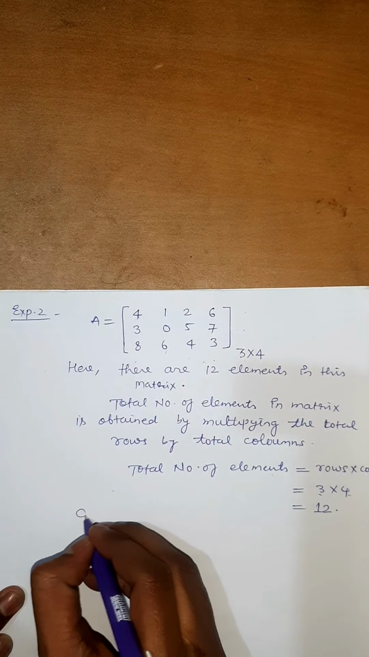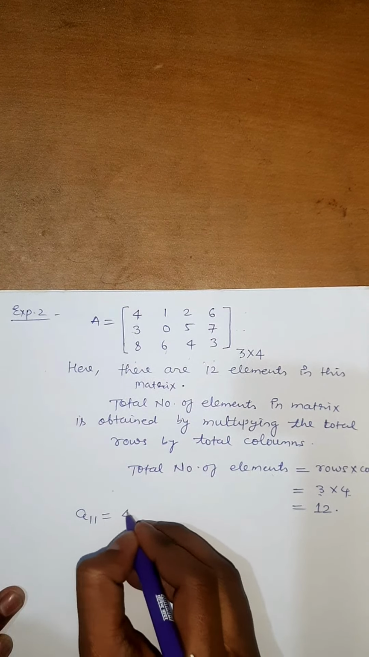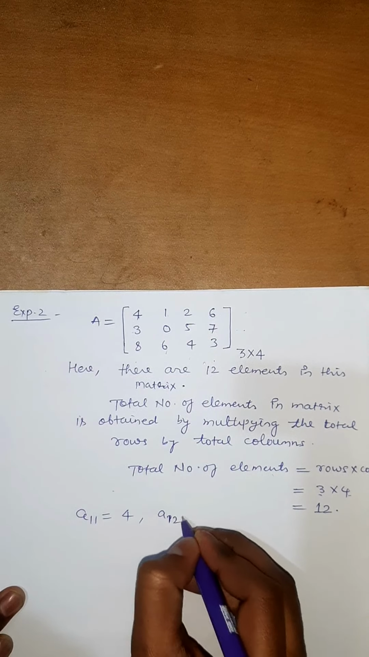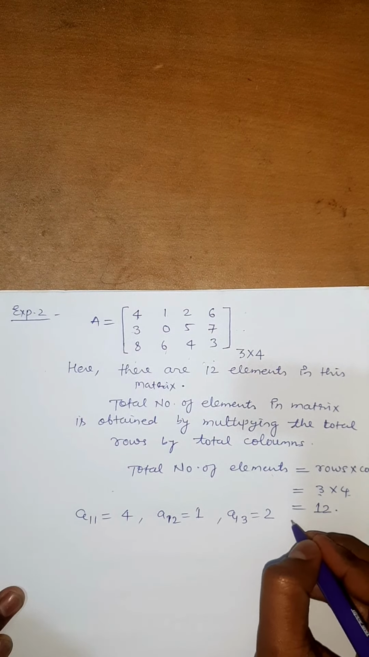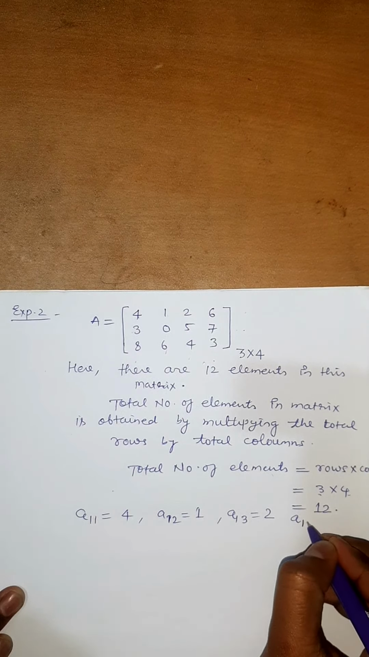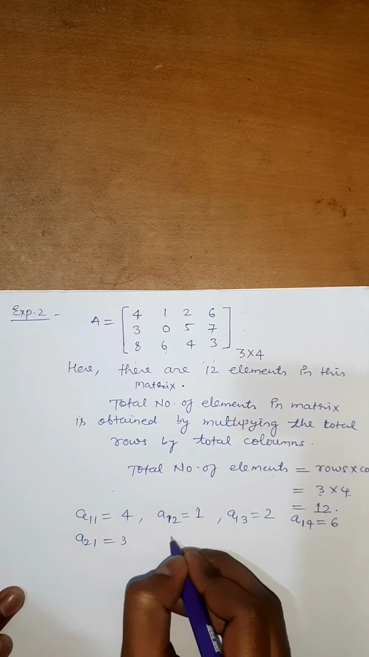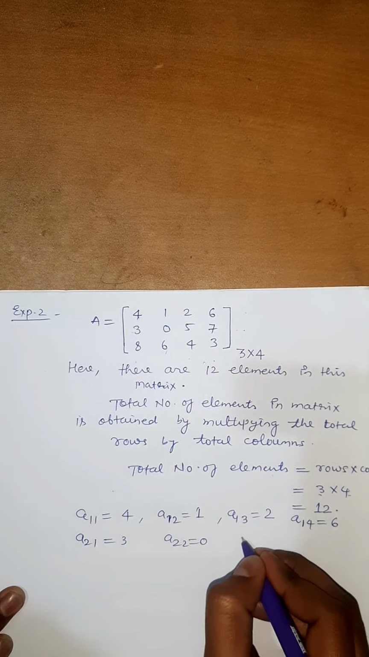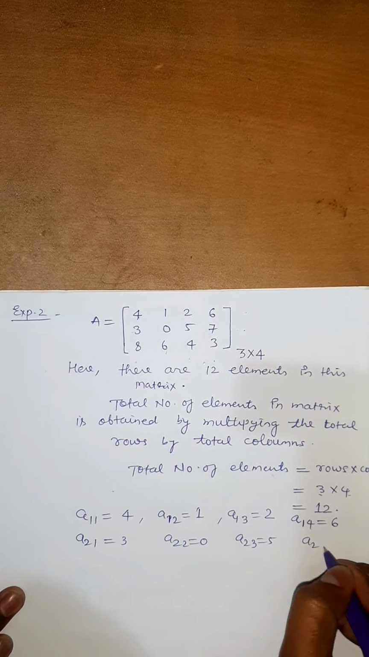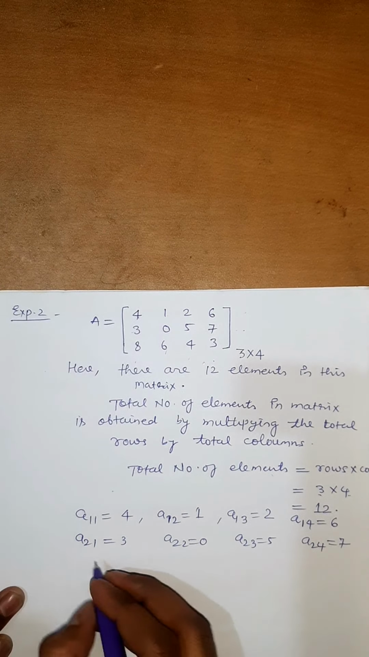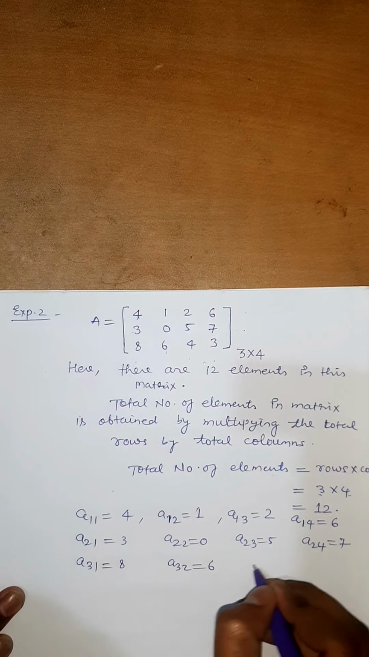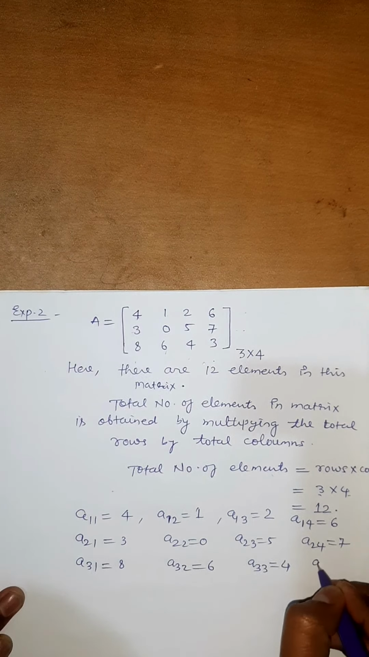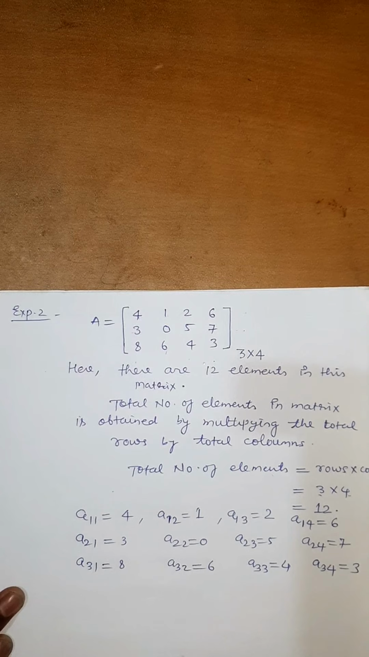So now here A11 is equal to 4 and A12 is equal to 1 and A13 equals 2 and A14 equal to 6. Similarly, A21 equals 3 and A22 equal to 0 and A23 equal to 5 and A24 equal to 7. So A31 equals 8 and A32 equals 6 and A33 equals 4, A34 equals 3.